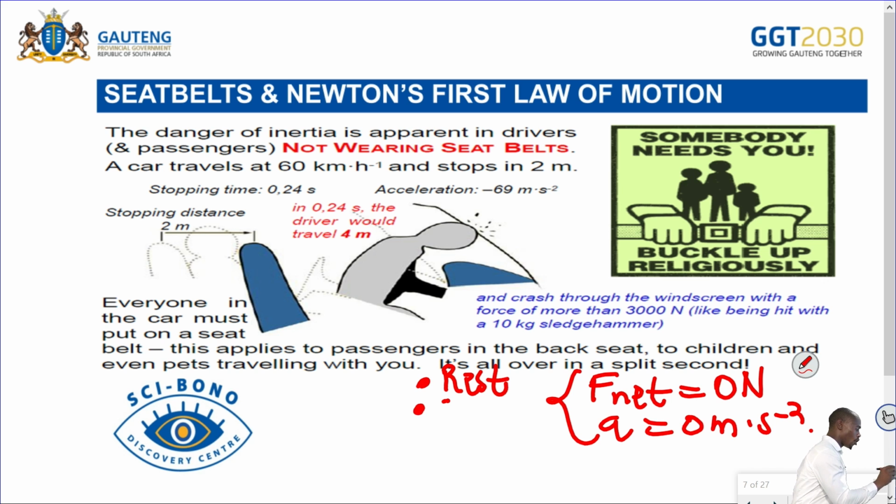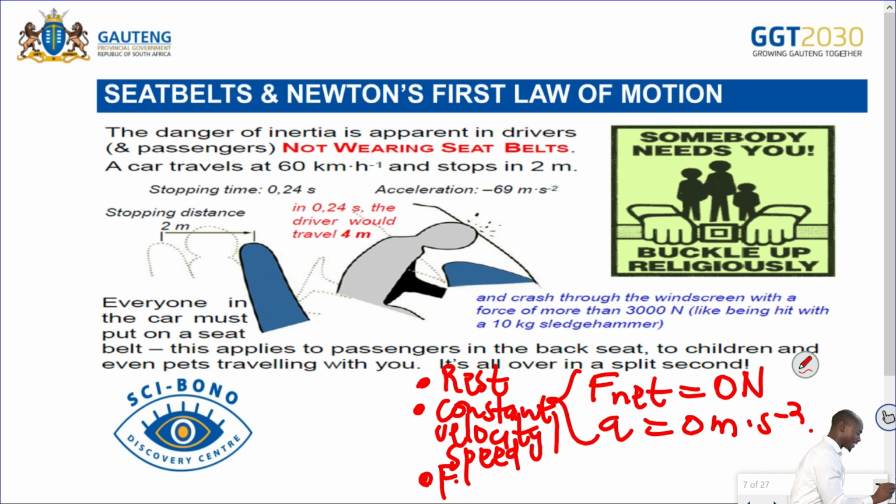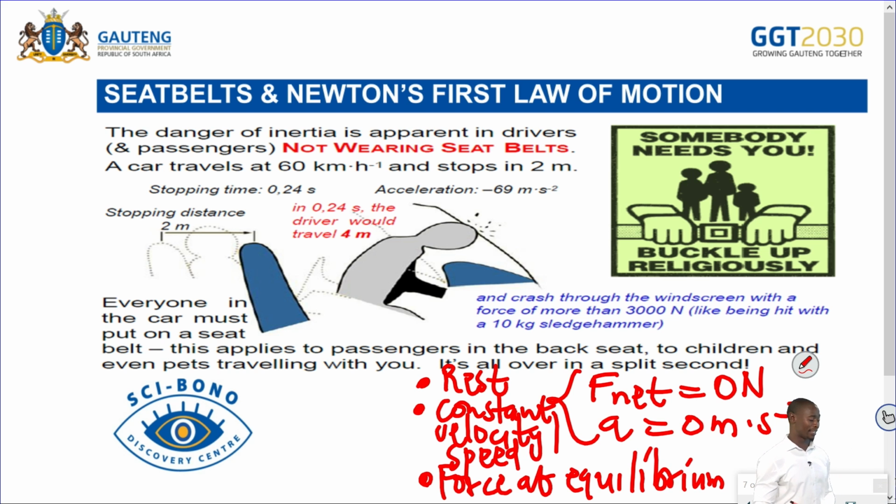If an object is moving at a constant velocity or speed, and also if we are told that the forces acting on an object are at equilibrium, right? So if forces acting on an object are at equilibrium, or an object is at rest, or an object is moving at a constant velocity, that is an application of Newton's first law. And if it's an application of Newton's first law, net force acting on that object will be equal to 0. By now we understand what net force is.